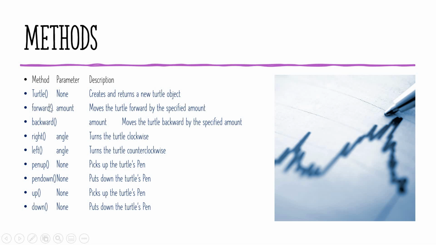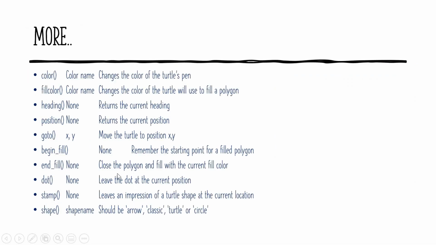Forward, backward, right, left. These are all very easy to use. Forward will move the turtle forward by the specified amount, backward will move the turtle backward by the specified amount, and right and left turn clockwise and anti-clockwise. Pen up and pen down pick up the turtle's pen and put down the turtle's pen. I'm going to show you all this.